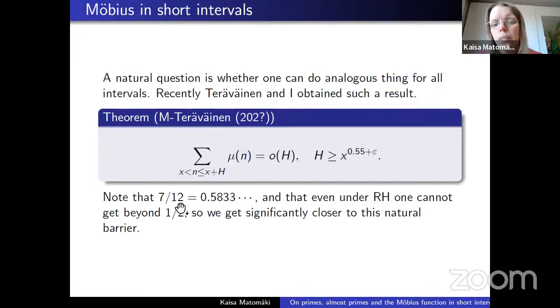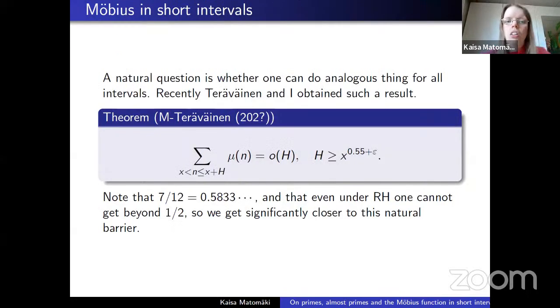And note here that 7/12 is 0.5833, so we improve it by 0.0333, but well, that doesn't sound like too much, but it should be taken into account that even assuming the Riemann hypothesis, we can't go below 1/2, so we do get quite a bit closer to this barrier here.